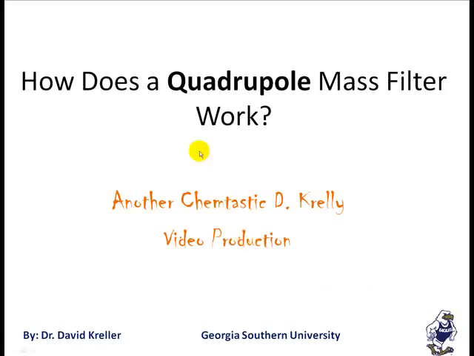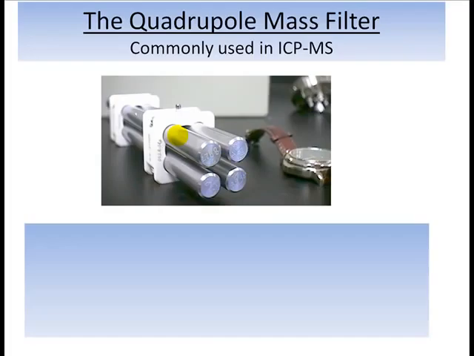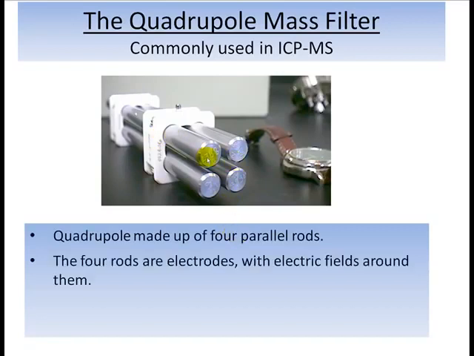I'm here with a video that is hopefully going to help you understand how a quadrupole mass filter works. So the quadrupole mass filter has an anatomy, or physical layout, that looks a bit like this. There are four parallel rods. Rods are actually electrodes.